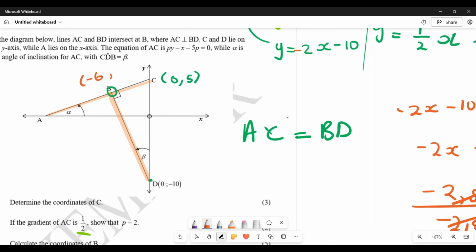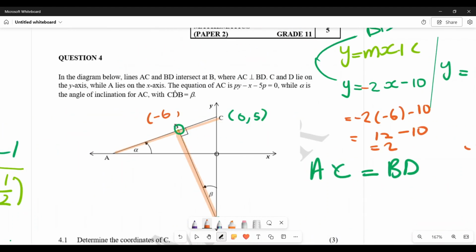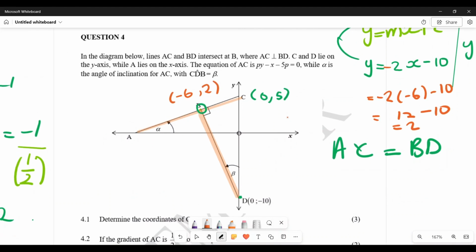Now to find the corresponding y, I could just substitute this -6 into any of these two equations. I'm going to substitute it here. So the y is going to be -2 times -6, minus 10. So as a result, this here is going to be equals to 12 minus 10, which is the same thing as 2. Now my y at B is going to be 2. All right, and that would be how I can go about determining my coordinates at point B.